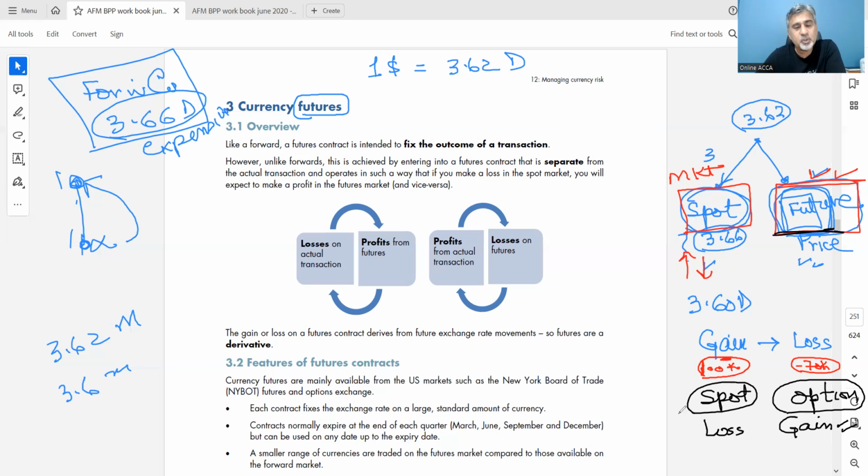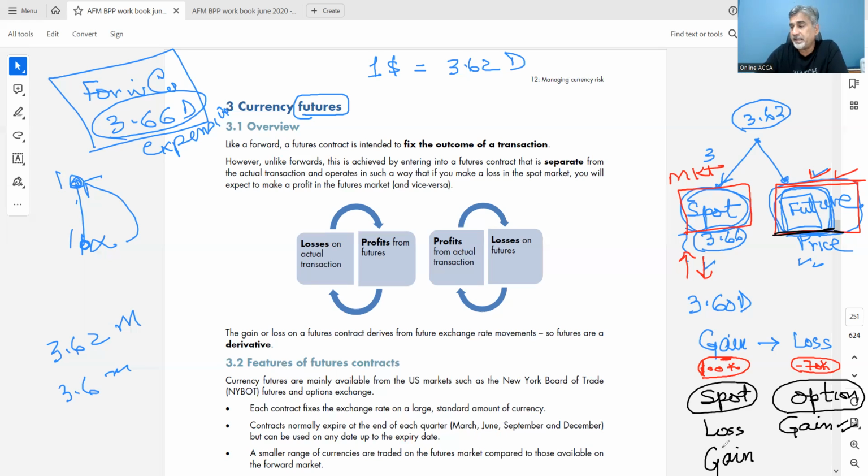But it is also possible that when I go to the open market, the rate has moved in my favor, the dollar has depreciated, and I'm making a gain on the real transaction. I go to the open market. I say, I want to buy $1 million. What is the rate? They say $1 is 3.60 dirhams. Oh, I'm very happy. I make a gain.